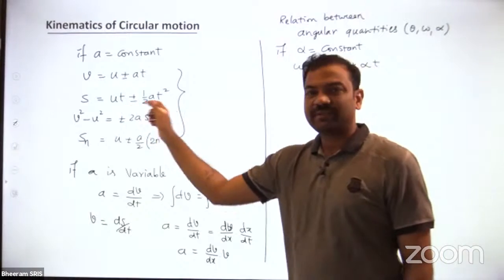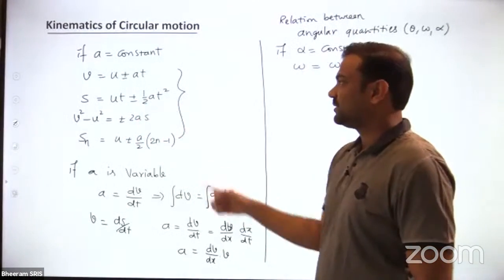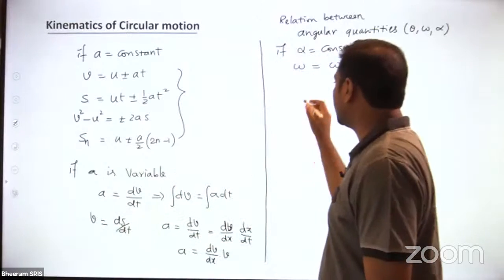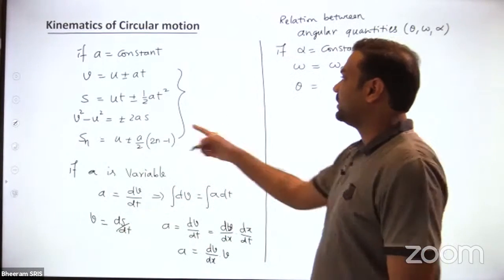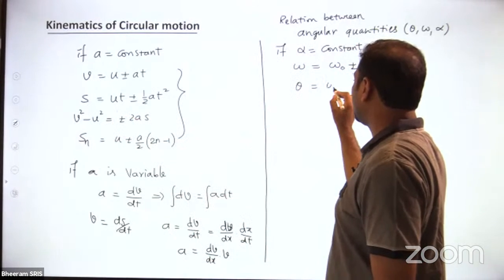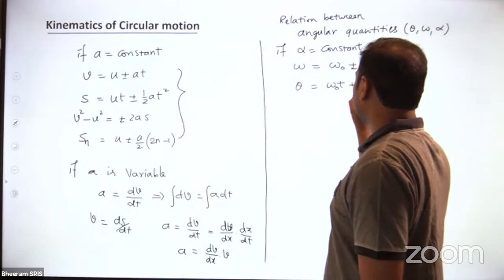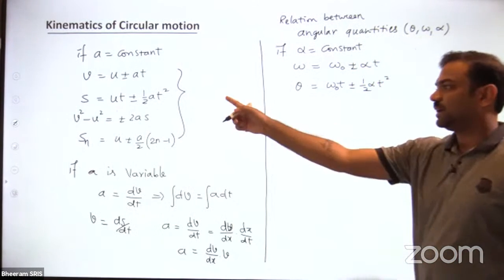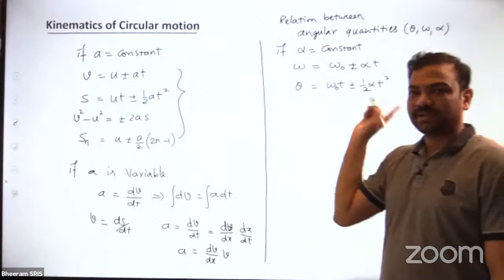Similarly, how will the second equation turn out to be? Second equation will become, here linear displacement is there, no? Now convert into angular displacement, then it is theta. U means initial velocity, initial velocity I am writing as omega naught. Omega naught into t, okay, na? Plus or minus half alpha t square. In the place of linear acceleration, I am writing angular acceleration.